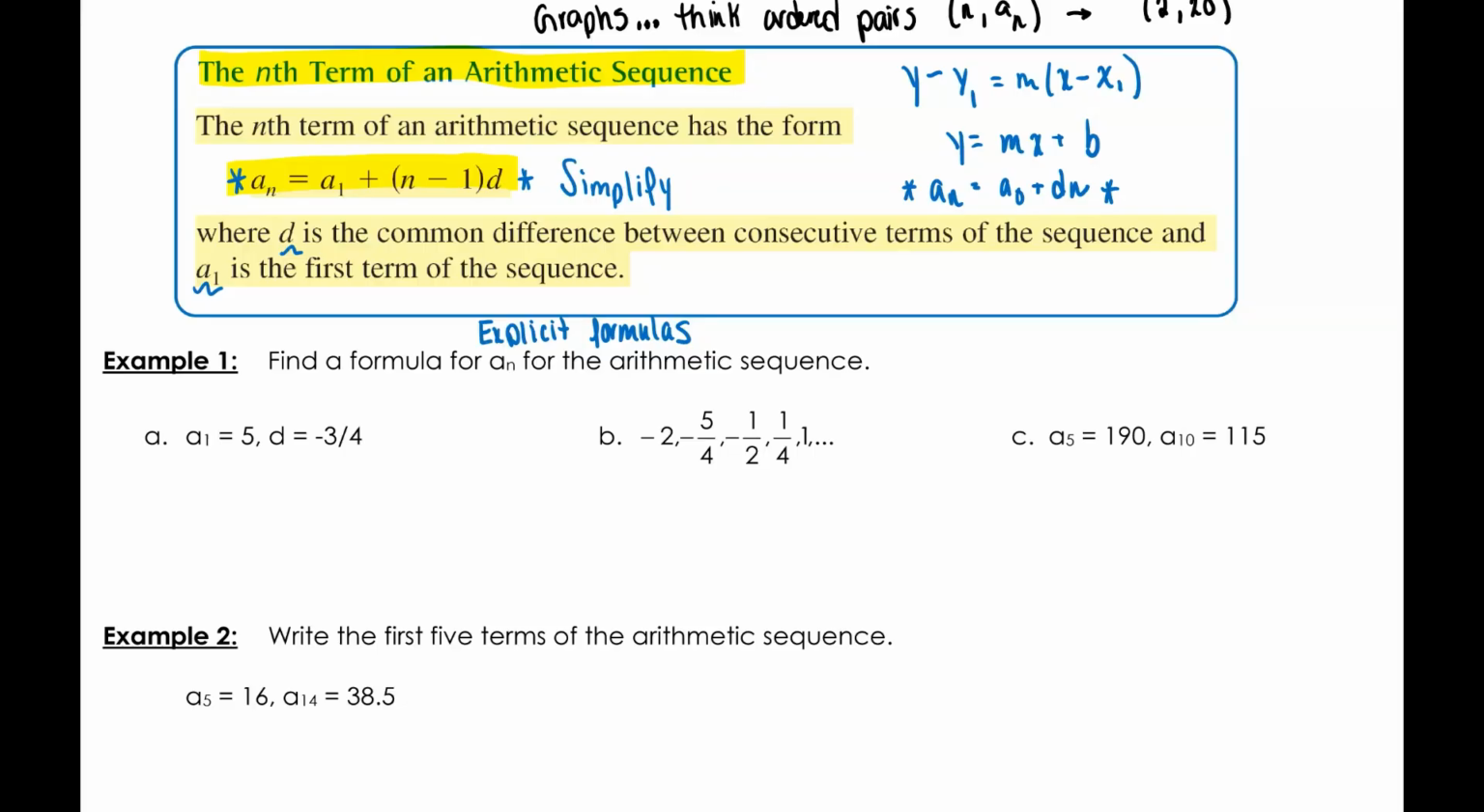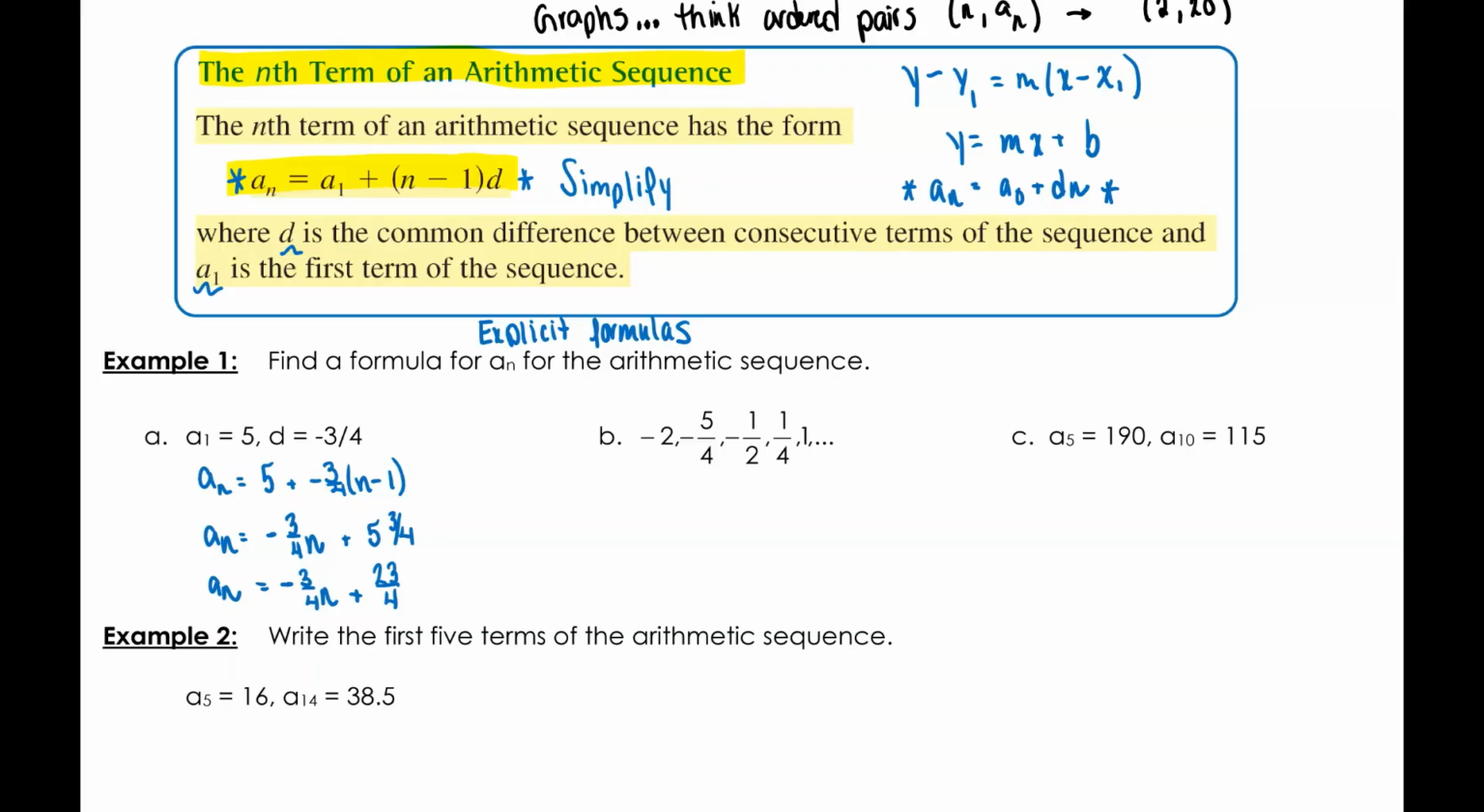Okay, well, notice, for example, A here, they give us a sub 1 and d, so all we have to do is just put that into our formula. So we have a sub n is equal to 5 plus negative 3/4 times n minus 1, and then simplify. So negative 3/4 n, and then plus 5 3/4. And that would be fine. If you wanted to make that into an improper fraction, that would be fine too. So we'd have 23/4, and voila, pretty straightforward.